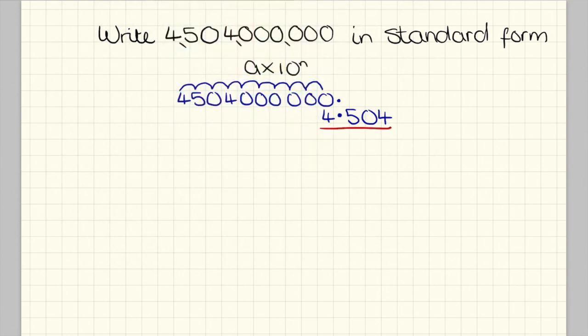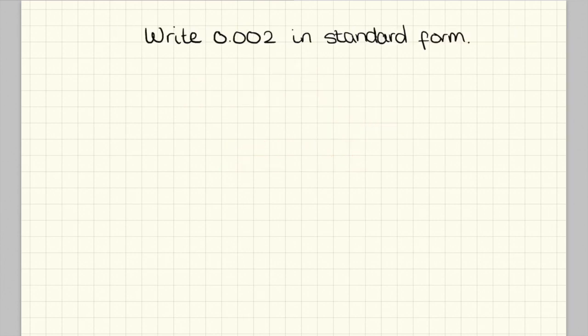The number between 1 and 10 is our first number, which is a. Then we need to get our power of 10, which we can count as how many jumps we moved back to the units column, which is 9. So our power is 9.